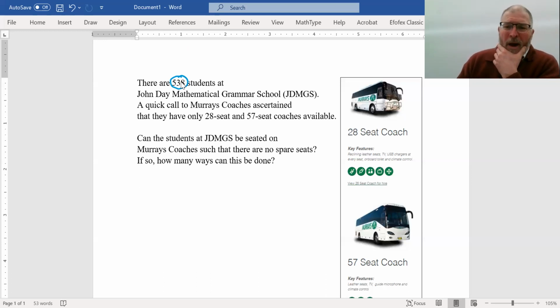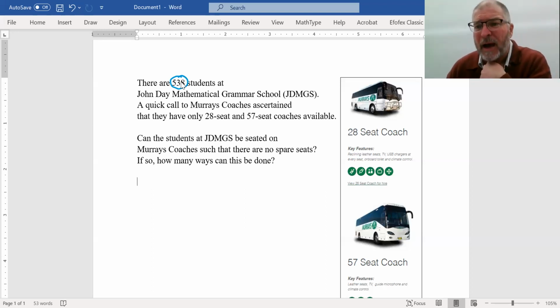You could guess away. Say you thought maybe there's 5 57-seat coaches. Then you've got to work out how many 28-seat coaches you'll need, and you have to do an educated guess and check. Like 5 57-seaters is going to be nearly to the 300 mark, 290 or so. And that means you've still got another couple of hundred to go. So I'm going to need at least 10. I'm going to check 9, 10, 11, 12 28-seaters. You could be out with your calculator, guess and check. You might be successful.